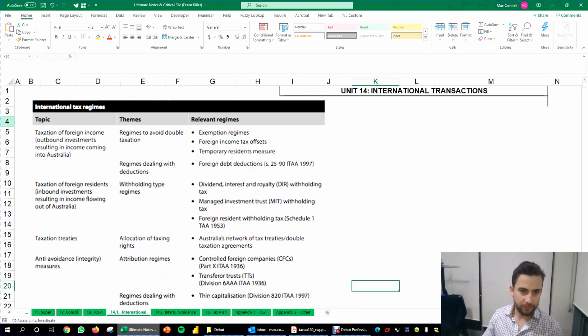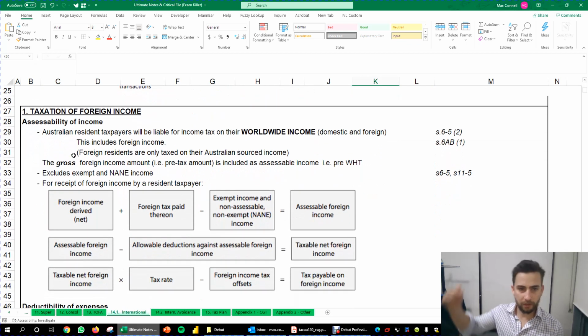So let's talk about the first chapter here, which is the taxation of foreign income. Again, this is when you are an Australian resident, and what's the situation when an Australian resident has income in a jurisdiction other than Australia. So the first rule is Australian residents will be liable for income tax on their worldwide income. That's under section 6-5. Now, if you're a foreign resident, you're only taxed on your Australian-sourced income. But if you're an Australian resident, you're taxed on your whole worldwide income.